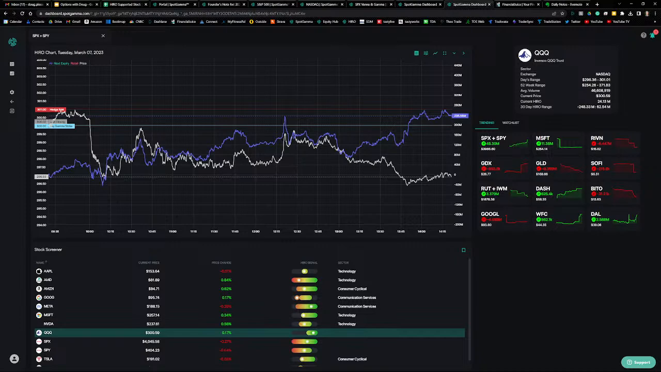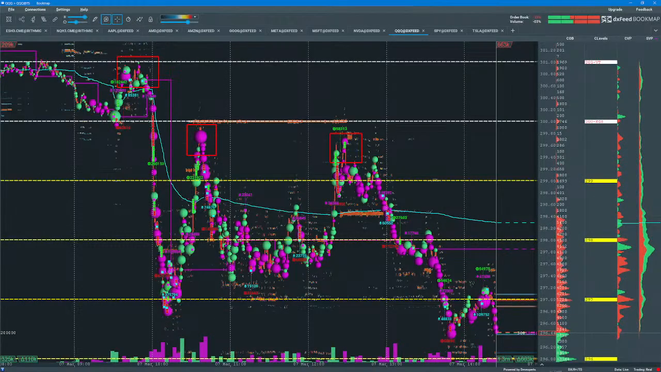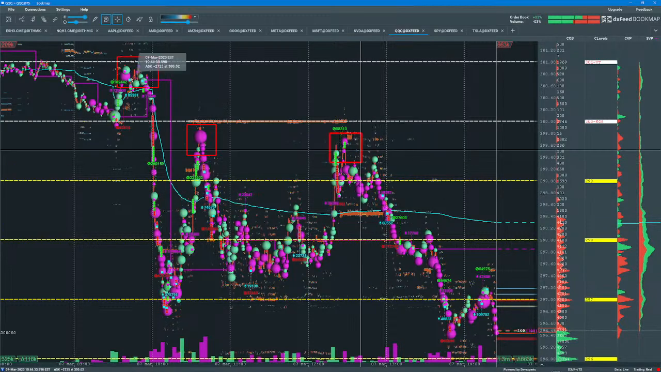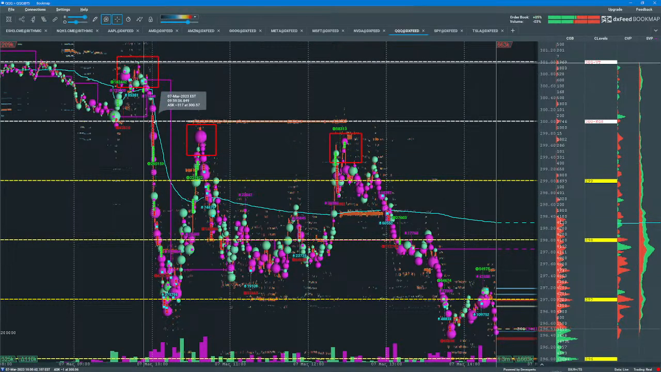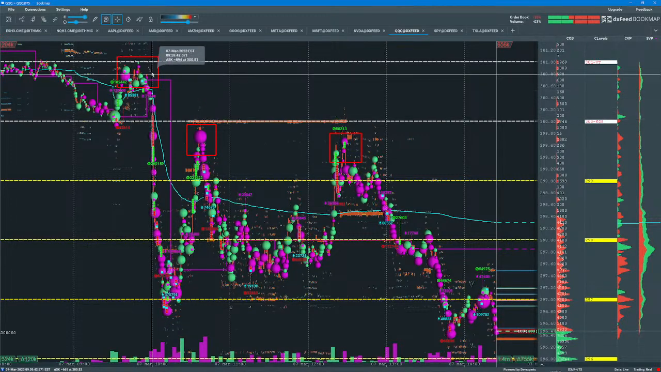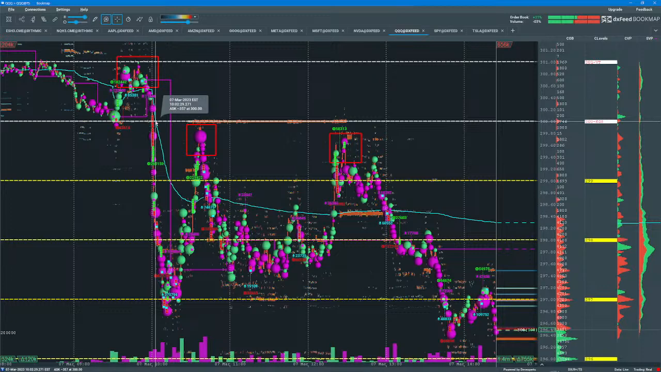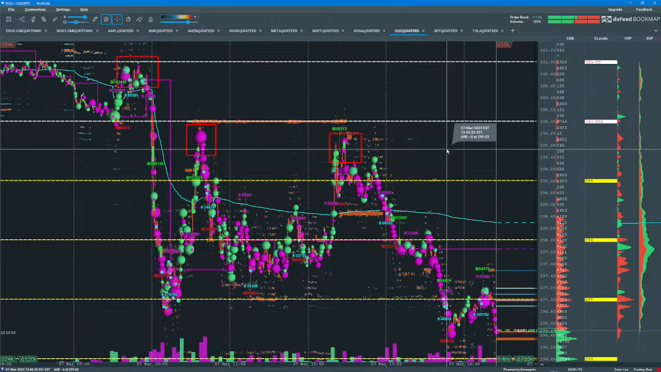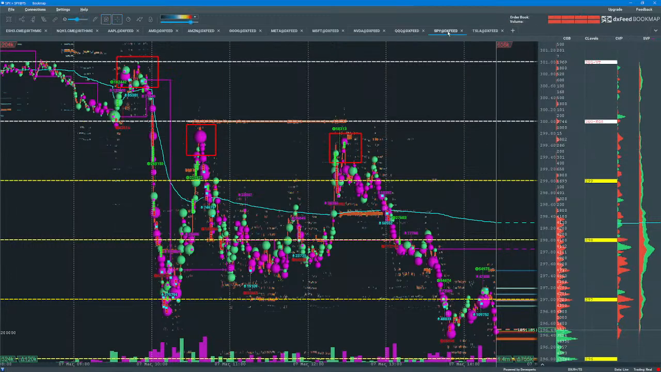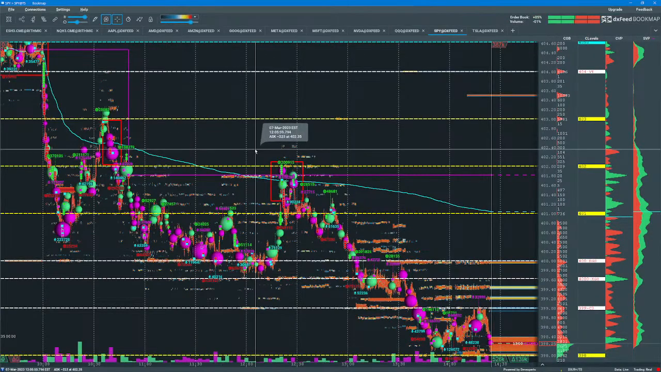Let's go back to Bookmap. So again, I would be leaning short here because of the sharp drop below the 301 volatility trigger and the 300 key gamma strike. All right, let's take a look at SPY.